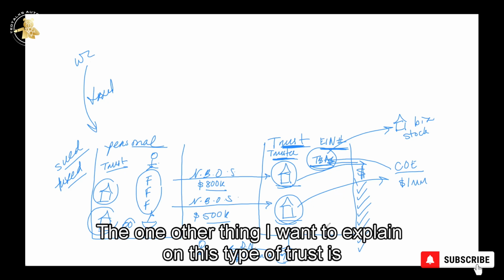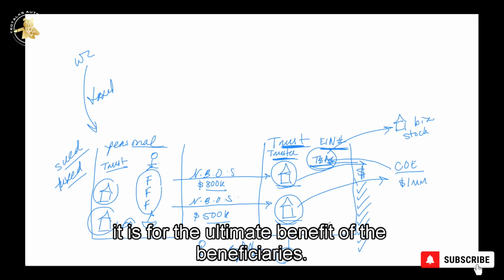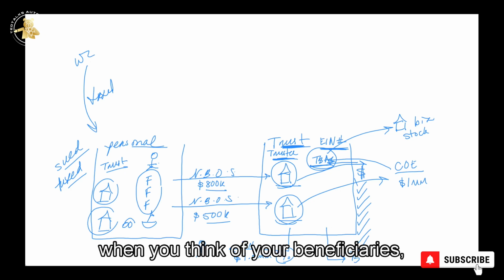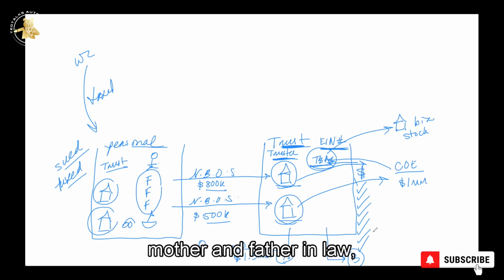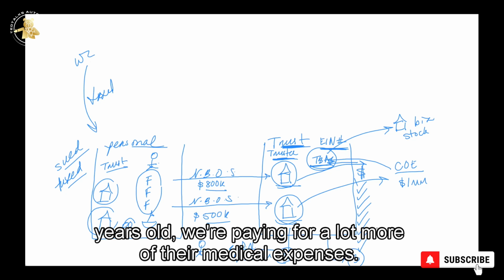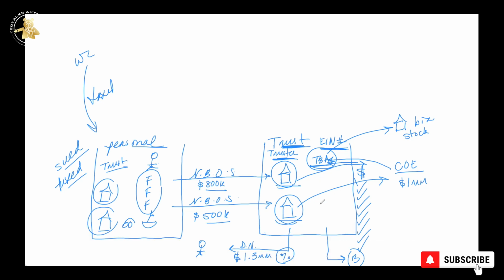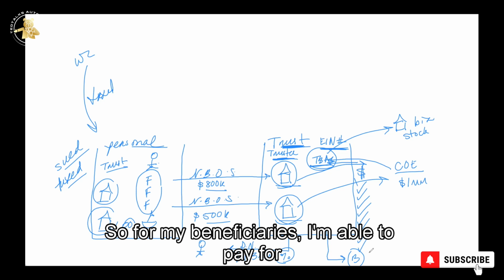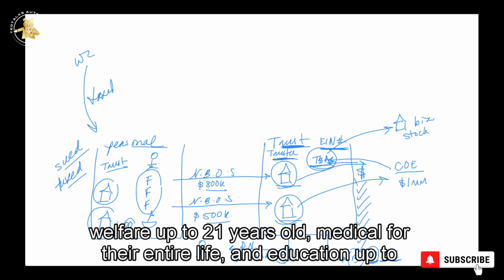The one other thing I want to explain on this type of trust is it is for the ultimate benefit of the beneficiaries. So when you think of your beneficiaries, like for example, I have my 3 minor children, but I also have my mother and father-in-law who are older, 85, 88 years old. We're paying for a lot more of their medical expenses. We're a business owner. We want to hold on to more. So for my beneficiaries, I'm able to pay for their welfare, their medical expenses, and education. So welfare up to 21 years old, medical for their entire life, and education up to 24 years old.